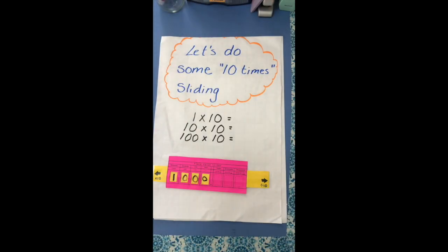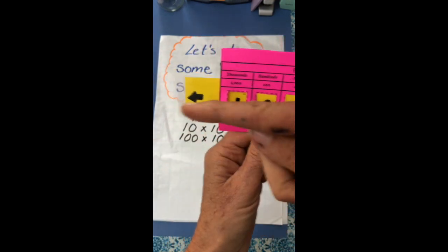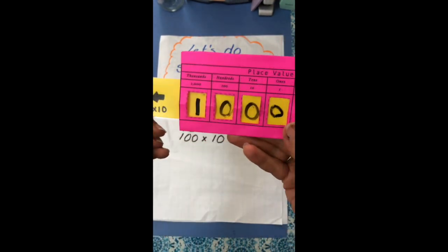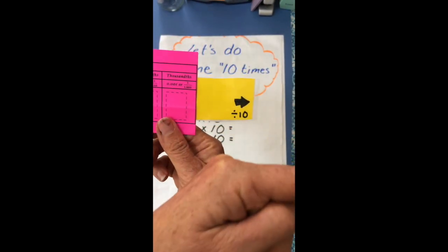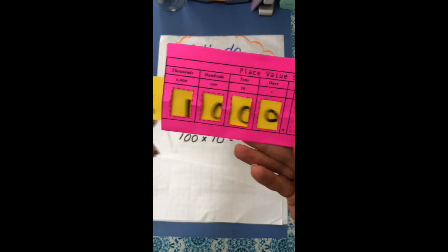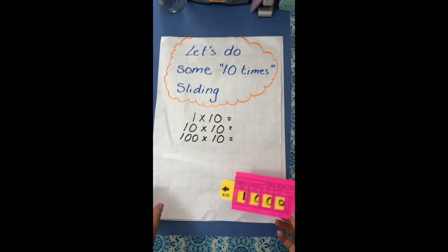Let's do some 10 times sliding. So this is our slider, and I'm going to show you how to use it later. If you notice, if I pull this way to the left, it's 10 times a number, and if I go to the right, I'm dividing by 10. So this is a slider, it moves back and forth like this. Okay, and I'll show you how to use that.